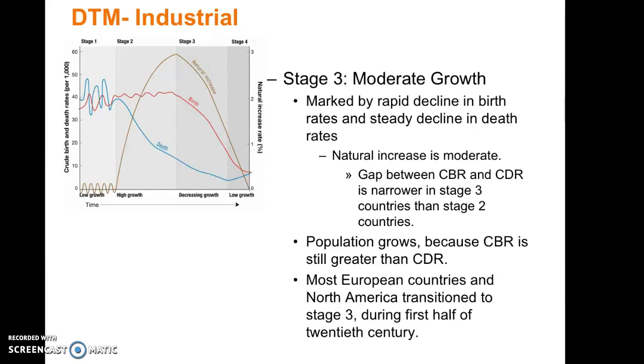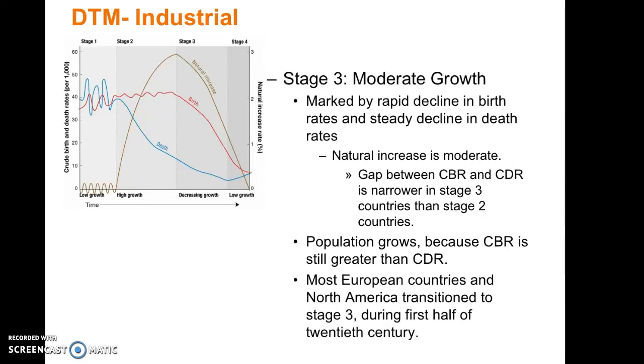And in stage 3, birth rate starts to decline. Death rate is still declining, so the natural increase rate is moderate. The gap is going to be narrower between crude birth rate and crude death rate in stage 3. So in stage 3, people are having less children. They have access to medical care. They know their kids are going to survive. Maybe they have access to family planning. The population is growing, but it's growing slowly.